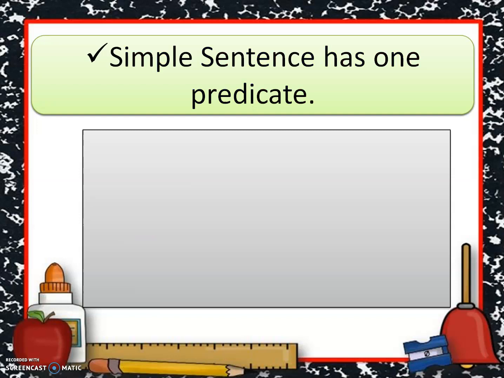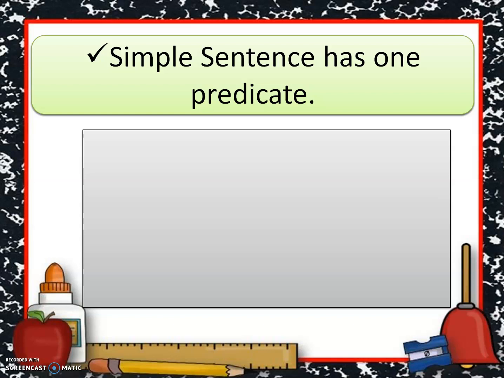When we talk about simple sentence, it also contains one predicate. Again, simple sentence has one predicate only. Not two, not three, but one. When we say predicate, it is a word or group of words that tells something about the subject.